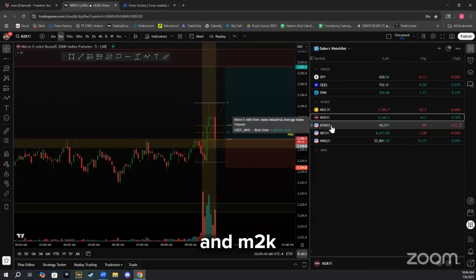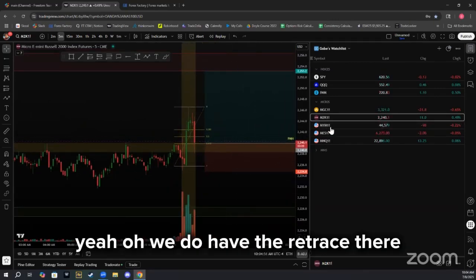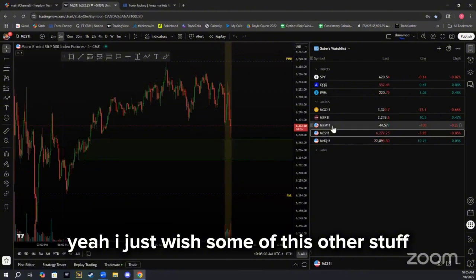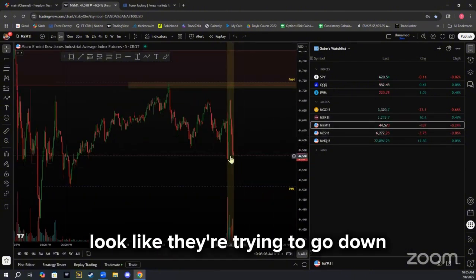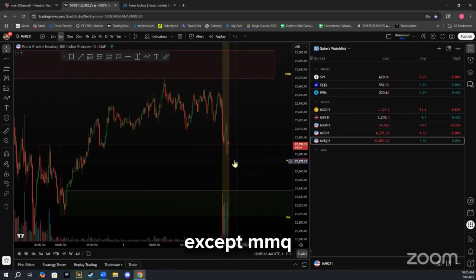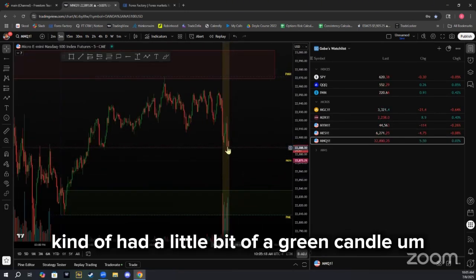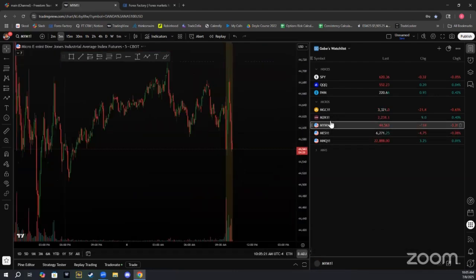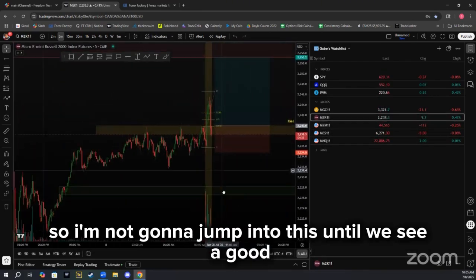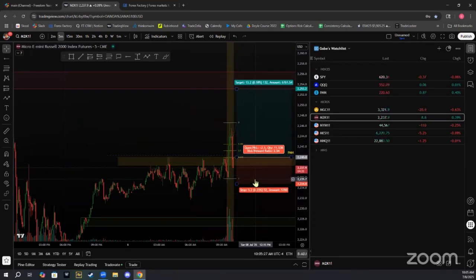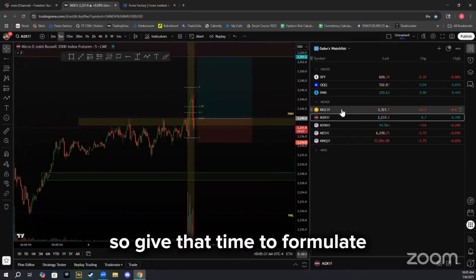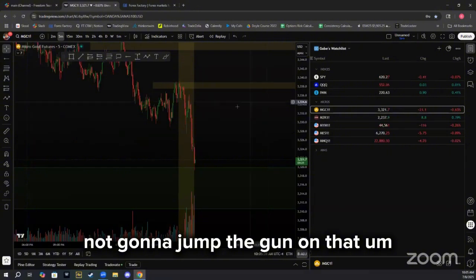And then M2K, yeah. Oh, we do have the retrace there. Yeah, I just wish some of this other stuff was a bit more clear, right? Because all these things look like they're trying to go down right now, except NQ kind of had a little bit of a green candle, but the rest of these were red. All right, so I'm not going to jump into this until we see a good bullish candle coming out of this. So give that time to formulate. Not going to jump the gun on that.